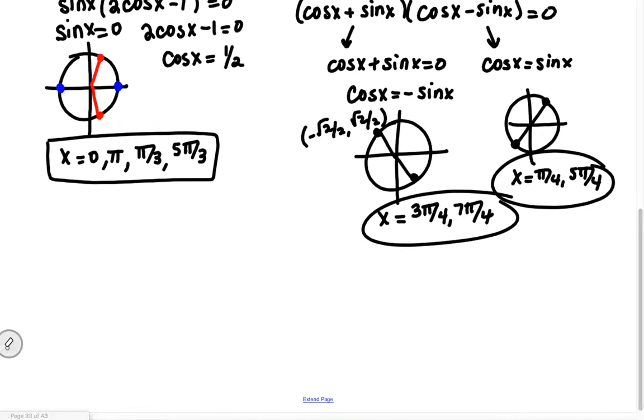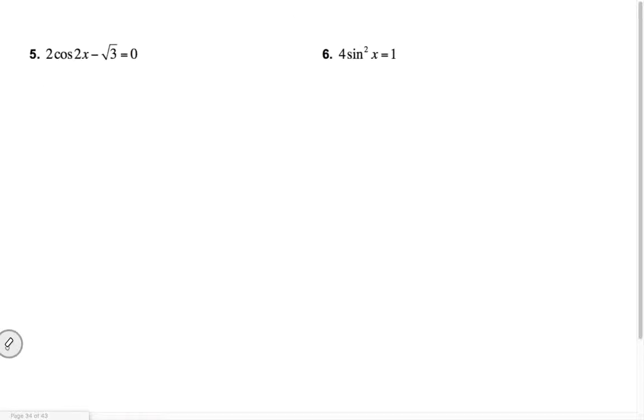Okay, next up. So this one. I'm going to add the root 3 over and divide by 2. So I get cosine of 2x equals root 3 over 2. So let's see if you remember. When we have a cosine of 2x, remember we're going to let w equal 2x, and we're going to find w on 0 to 4 pi. 4 pi, nice.